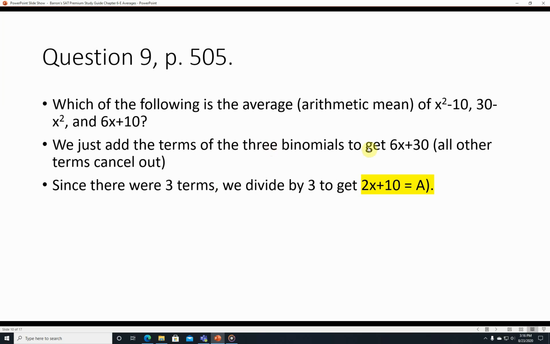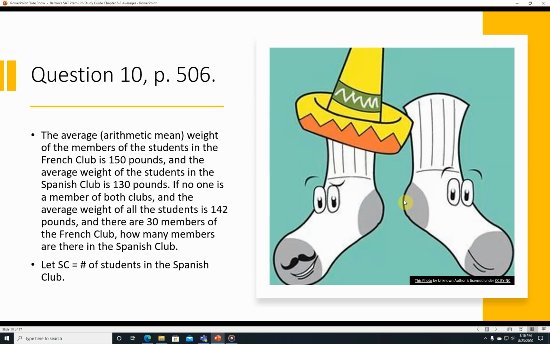And since there were three terms, you have to divide that by 3, not 30. So 6x over 3 is 2x. 30 over 3, of course, is 10. That equals answer choice A.